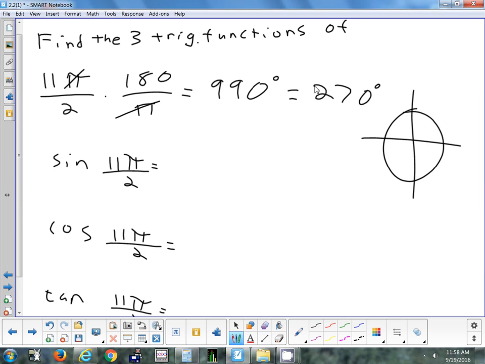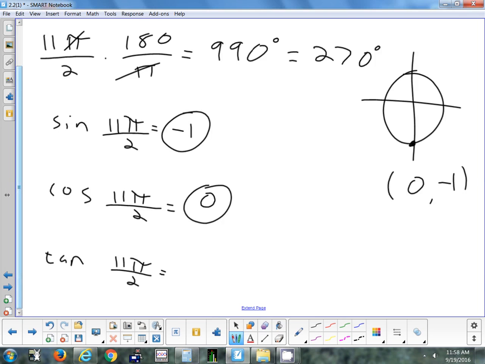Now I need to figure out where 270 is on that circle. On the bottom, and the coordinate for the point on the bottom. 0, -1. Good. Now we've got everything I need. Katrina, what is my sine? -1. Yep. My cosine, how about Shannon? 0. And lastly, my tangent. Well, Brianna? Undefined.